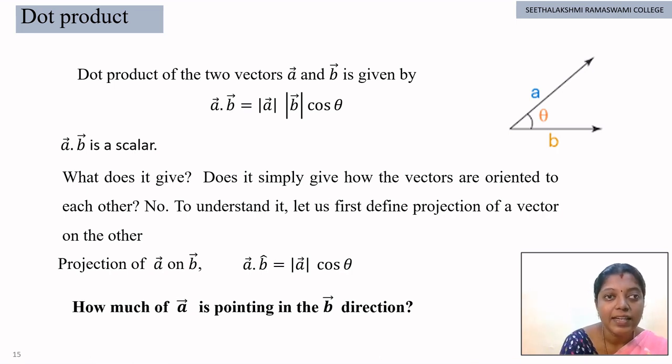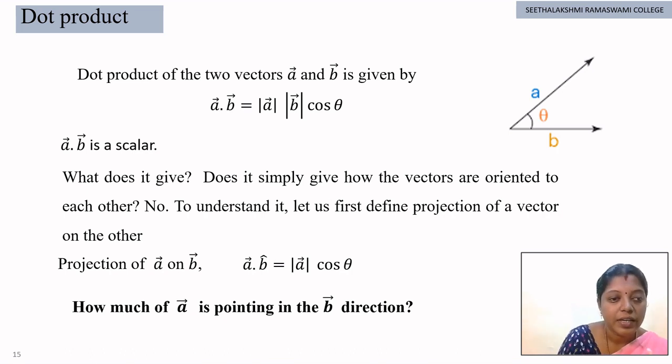The dot product results in a scalar output, and the cross product results in a vector output. In the dot product, you often say that it measures how the two vectors are oriented to each other. So my question here is, does the dot product just measure how the two vectors are oriented to each other? Does it measure only the orientation of the vectors, or something more than that? I say it measures something more than that.